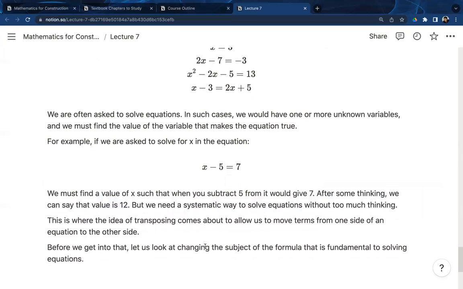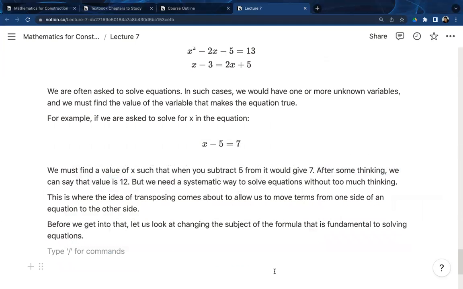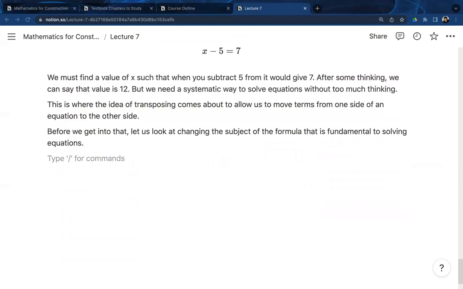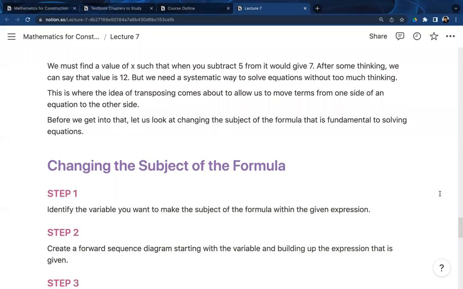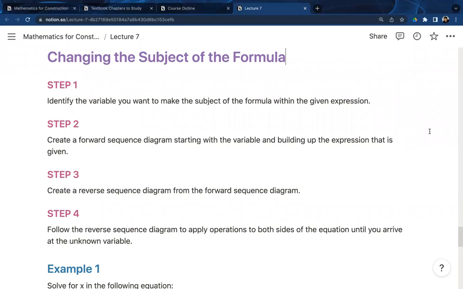But we need a systematic way to solve these equations without too much thinking. And this is where the idea of transposing comes into play. Before that, let's look at changing the subject of the formula, because that is actually a fundamental thing that you need to do, okay? Changing the subject of the formula, this is one of the most important things in basic math. If you can't do this, you're basically gonna crash and burn on all your topics, right?